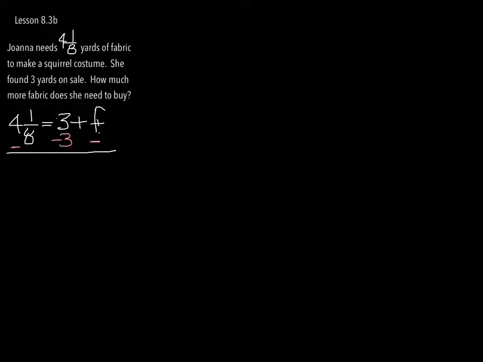Whatever I subtract on one side of the equal sign, I have to do to the other. So I'm going to subtract 3 right there. These two are going to cancel out, and I'm going to be left with F. Then I take 4 1/8 less 3: I've got nothing to subtract from the 1/8, and 4 less 3 is 1. So 1 1/8. Joanna needs to purchase an additional 1 1/8 yards of fabric to make her squirrel costume. I'm very interested in what a squirrel costume will look like.